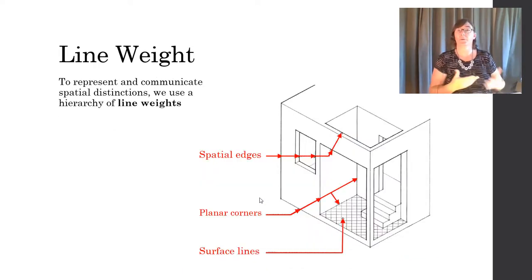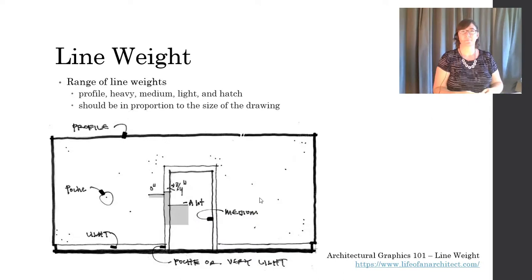In representative drawing, or more art type drawing, we use line weights to communicate some spatial distinctions, and you'll use a hierarchy of line weights, thicker to thinner. In both technical drawing and representative drawing, you're going to use a range of line weights in your piece of work. In technical drawing, you'll have a very thin line for a hatching. You'll have a light, medium, and heavy line, and you'll have a very heavy line that we use for a profile. Your selection of line weights should be in proportion to the specific size and scale of your drawing.